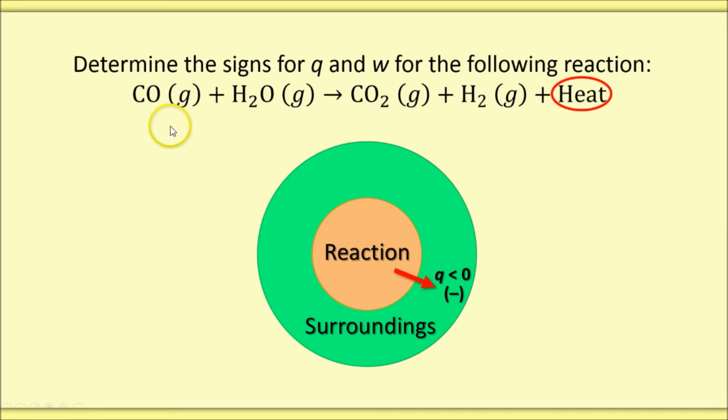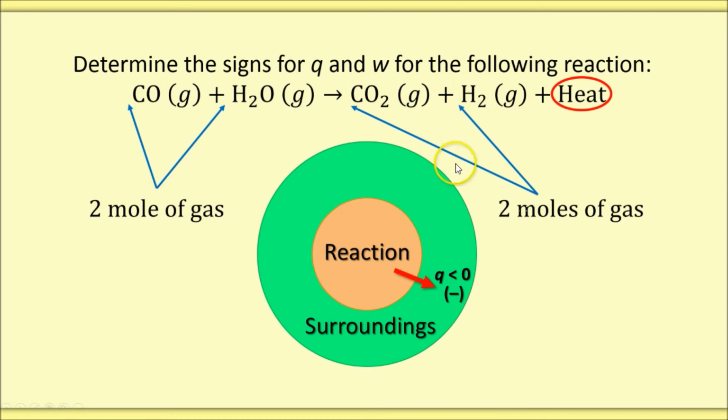So on the reactant side, we have 1 mole of carbon monoxide and 1 mole of water, which gives us 2 total moles of gas. I'm sorry, carbon monoxide was on the reactant side, not carbon dioxide. On the product side, we have 1 mole of carbon dioxide and 1 mole of hydrogen gas, which gives us 2 moles of gas as well.